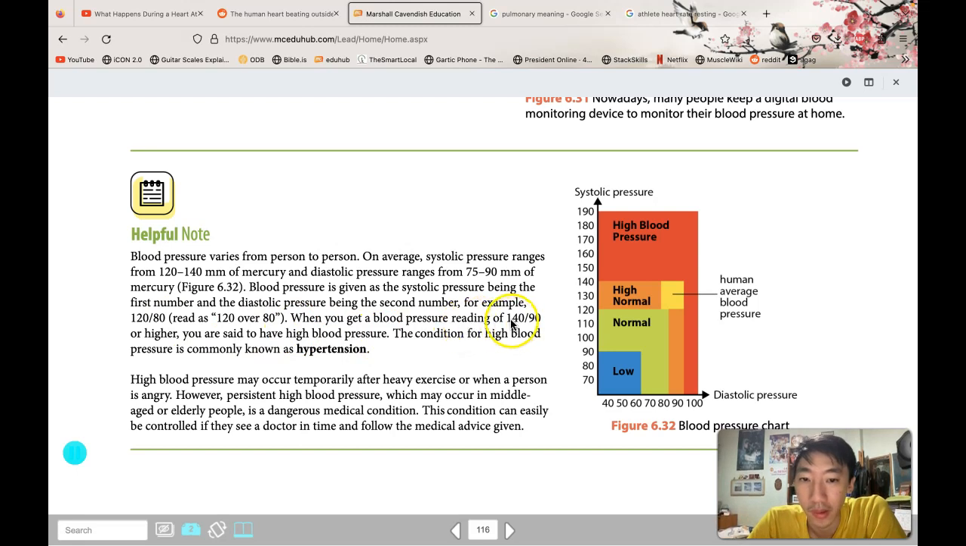If a person has a blood pressure reading of 140/90, then that likely means that the person has high blood pressure. And another way of saying high blood pressure is also known as hypertension. Okay, so hypertension, the word hyper means too high, tension means pressure. Okay, high blood pressure can occur during exercise or when the person gets angry, but persistent high blood pressure is dangerous. It can lead to other problems like stroke and heart attack.